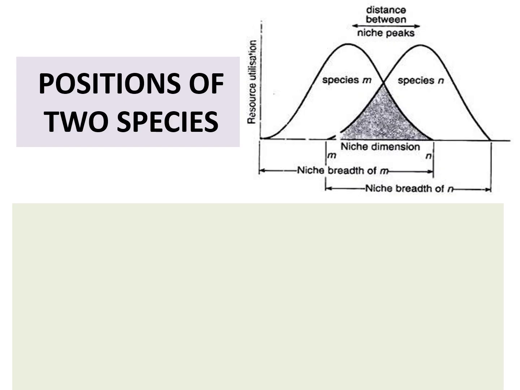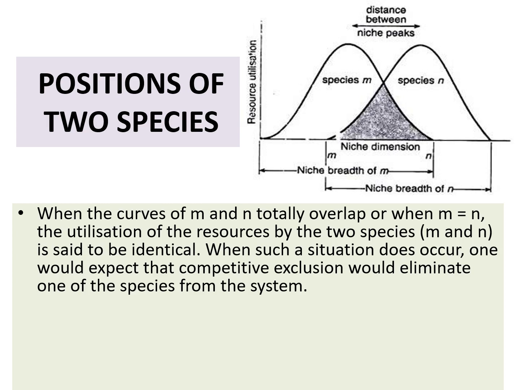Now the position of two species. When the curves of M and N totally overlap, or when M is equal to N, where M is one species and N is the other species, the utilization of resources by the two species is said to be identical. When such a situation does occur, we would expect that competitive exclusion would eliminate one of the species from the system.